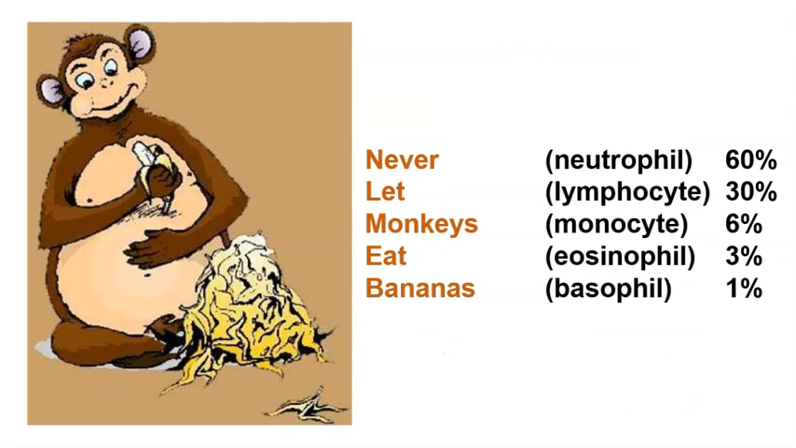So the phrase, "never let monkeys eat bananas," will help you to recall the abundance of the various leukocytes. Neutrophils are the most common leukocyte, accounting for about 60% of all leukocytes. Next are the lymphocytes, which account for about 30%. Monocytes account for roughly 6%. Eosinophils account for roughly 3%. And finally, the basophils are generally the least common of the leukocytes, accounting for about 1% of the total leukocytes.